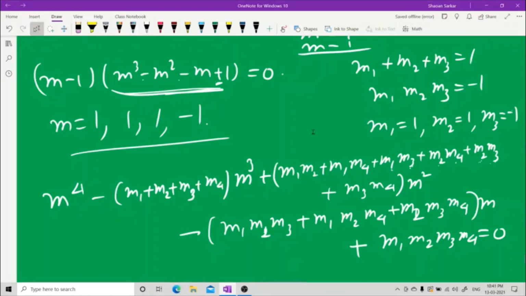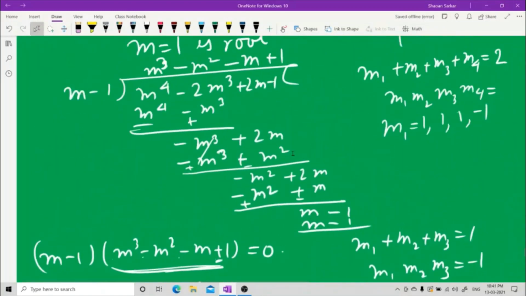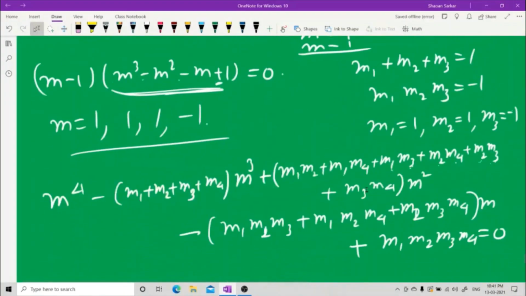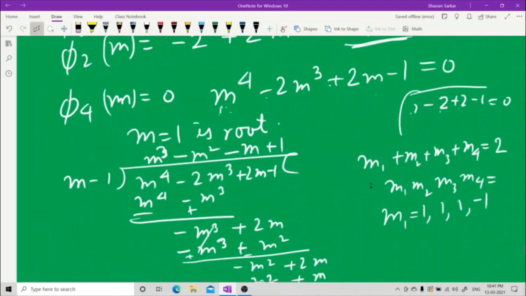So the mistake I was making there is that I was taking this as plus 1. No, this has to be taken as minus 1 only. This is basically minus 1. Now if you add them, you will get 2. If you multiply them, you will get the product. So this is another way of doing it.